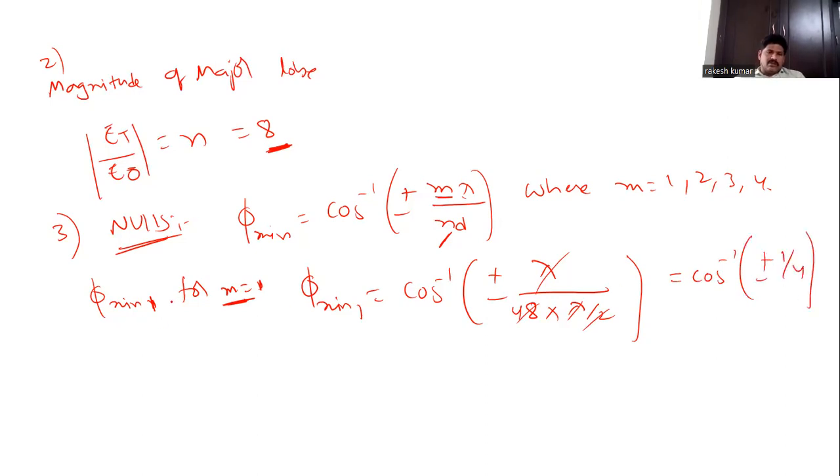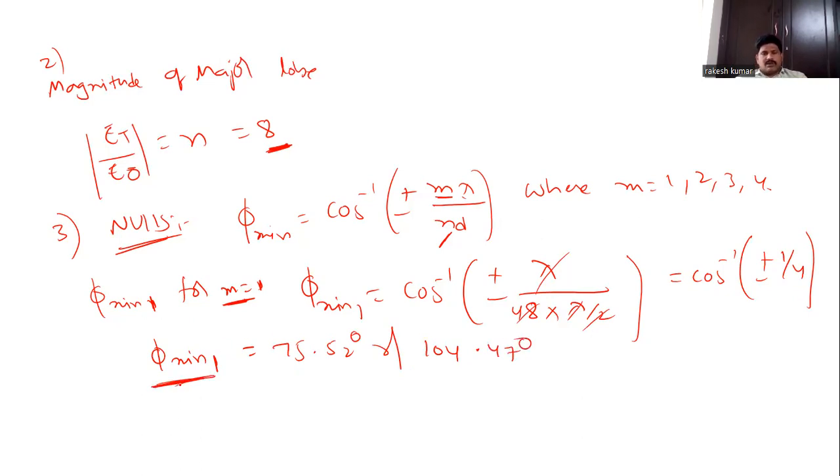What is the value of cos inverse of plus or minus 1 by 4 for phi minimum 1? I will calculate it in the calculator. Cos inverse of plus or minus 1 by 4 is 75.52 degrees for plus, and for minus it is 104.47 degrees. So this is the value of the first null. Similarly, you can calculate the positions of the second null and the third null.